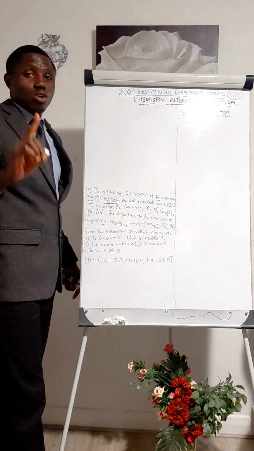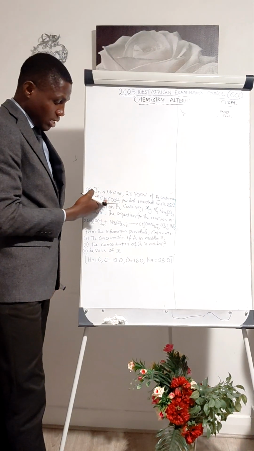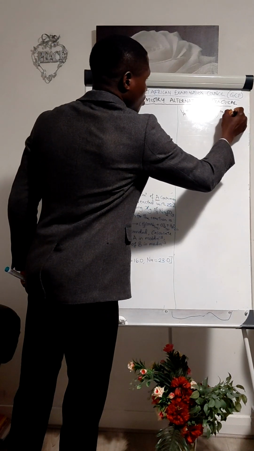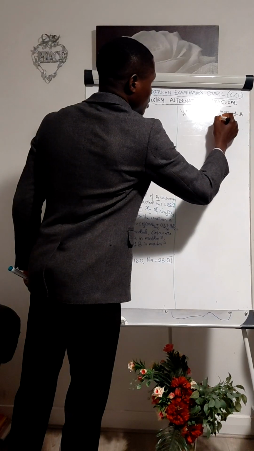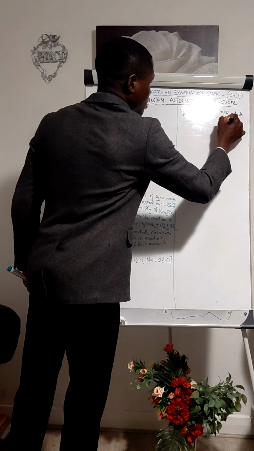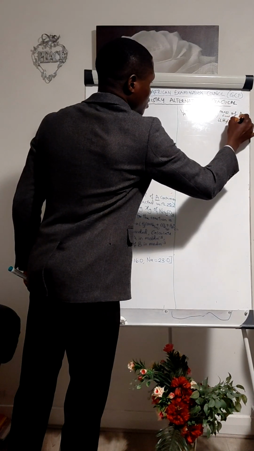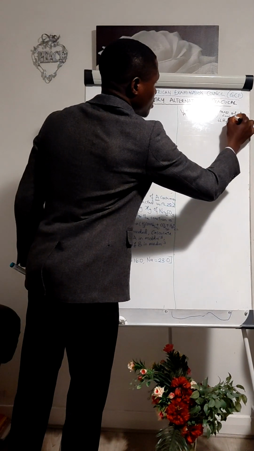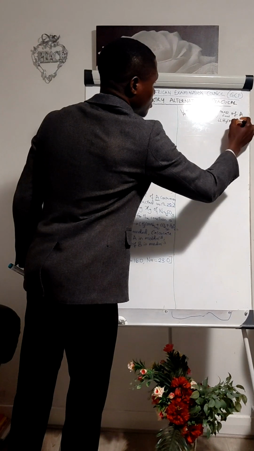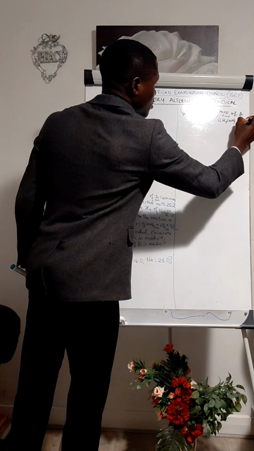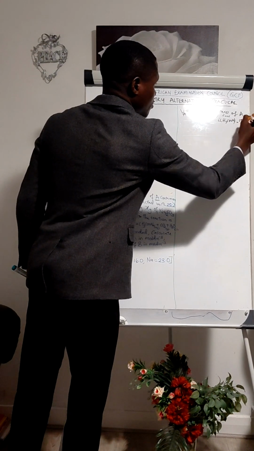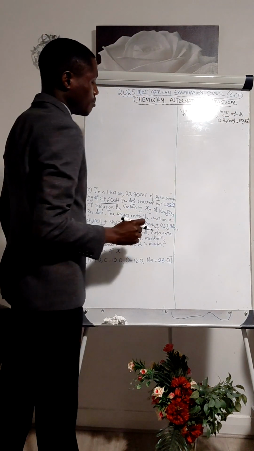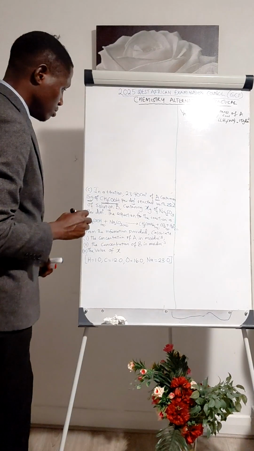Mass concentration is always in gram per dm cube. So the mass concentration of A, which is ethanoic acid, is going to be 15 gram per dm cube. So that's what the first two statements say.